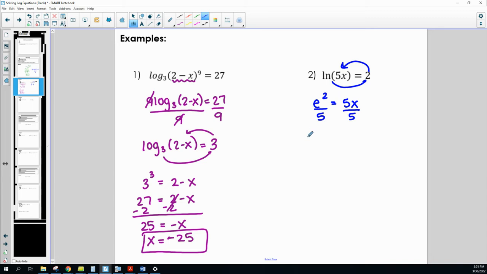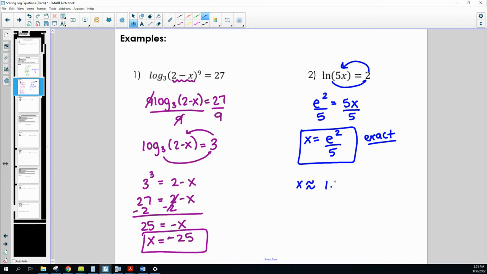Now, when you have an ln equation, you're going to get two answers. You're going to get an exact answer, which contains e, and an approximate answer, which we'll get by plugging in the calculator. So my exact answer is going to be e squared over 5. I may ask for the exact or the approximate or both, so we want to make sure we understand where to find those. The exact has e in it. If I plug this into the calculator, I'm going to get an approximate answer.